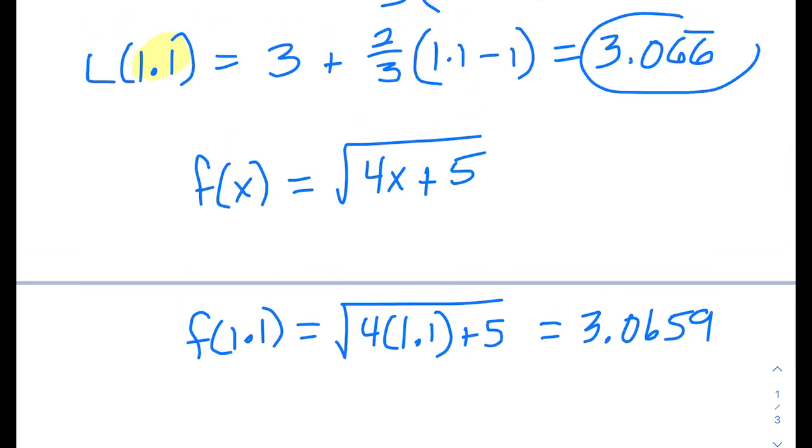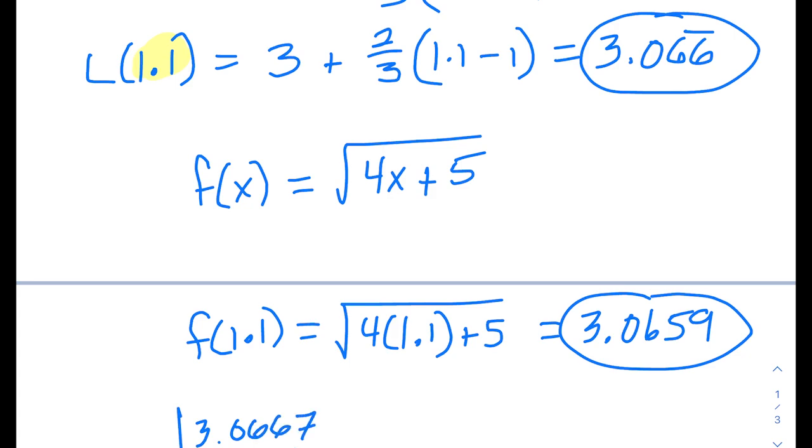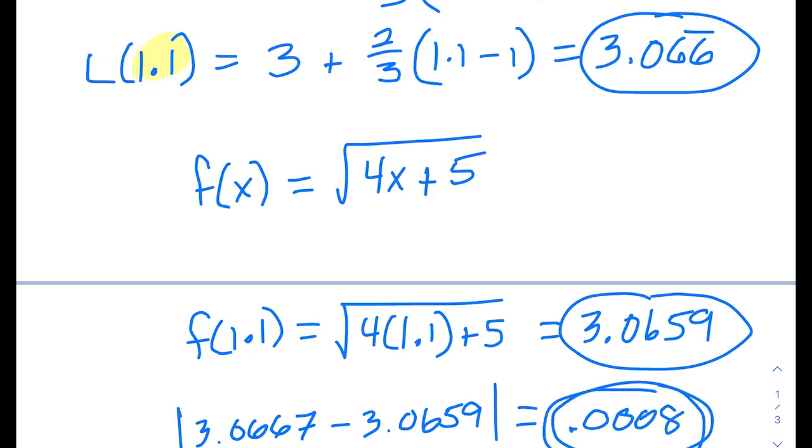And then to find your absolute error, you're simply taking the absolute value of the difference in these results. So we're trying to find out how far off our approximation was from the actual value at a particular point. And so here, when we do that, our absolute value of 3.06 repeating, and just to keep the decimals the same length, I might do 3.0667 minus 3.0659, and we would get 0.0008. So that would be our absolute error on this question.